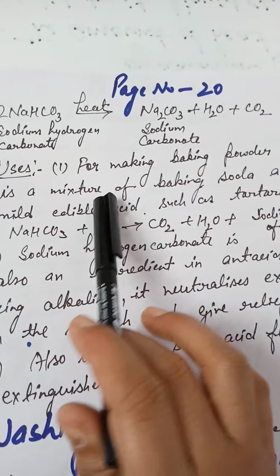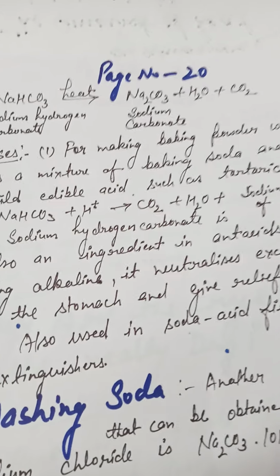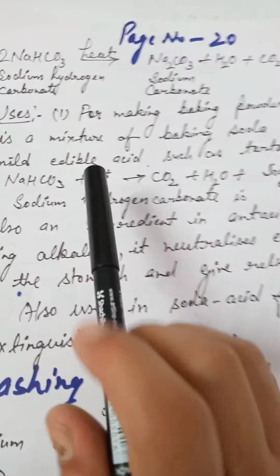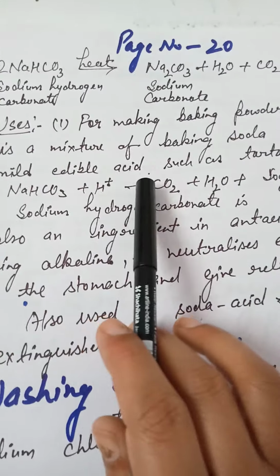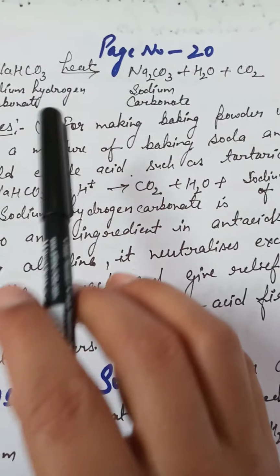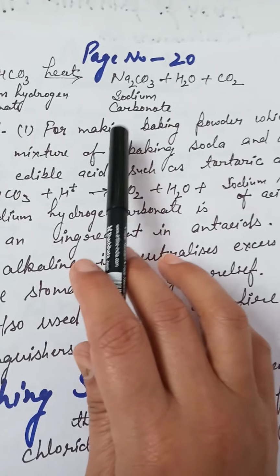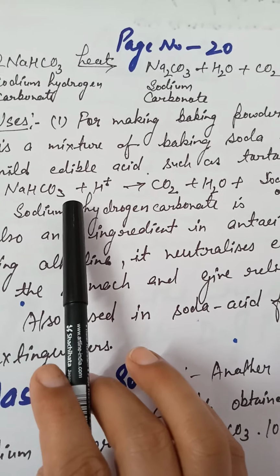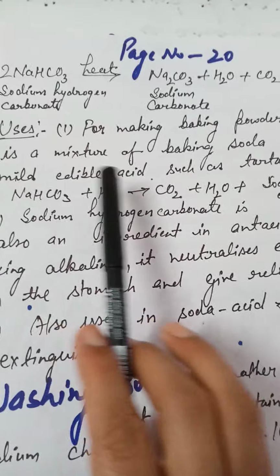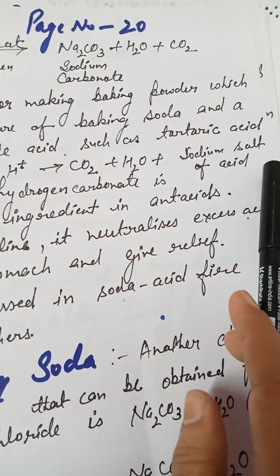Now what are the uses of baking soda? As we have discussed already, it is a major ingredient in cooking. We always use it for faster cooking. The uses of baking soda: first, for making baking powder, which is a mixture of baking soda and a mild edible acid. The reaction is given here. Whenever NaHCO3 reacts with a mild edible acid, it gives CO2 plus H2O plus the sodium salt of the acid.